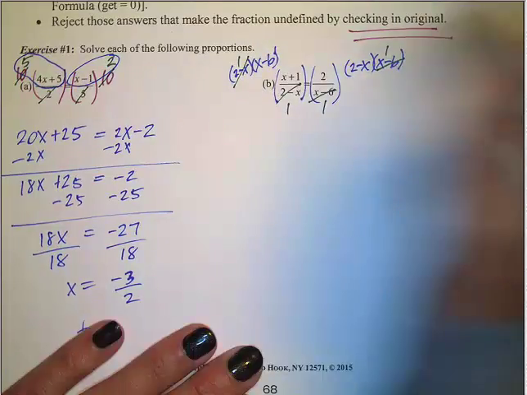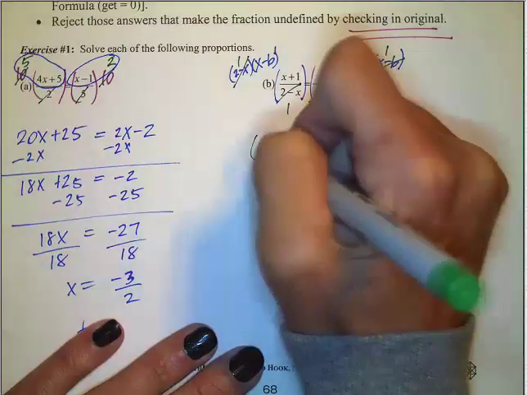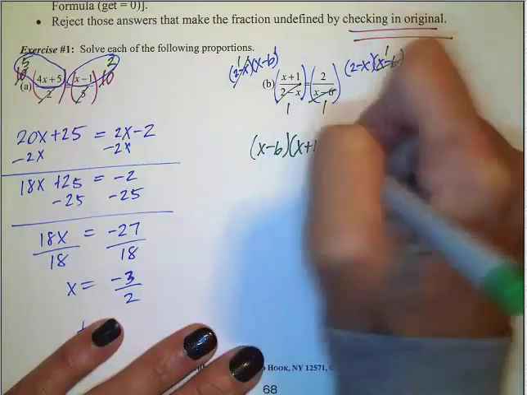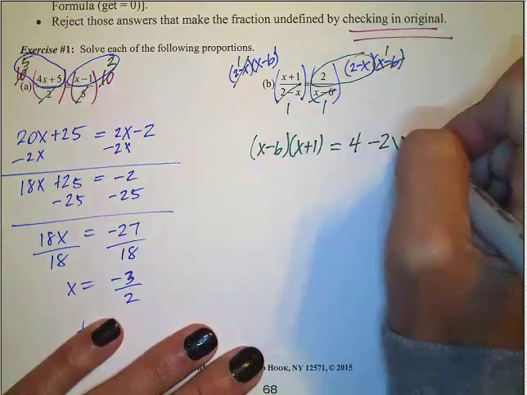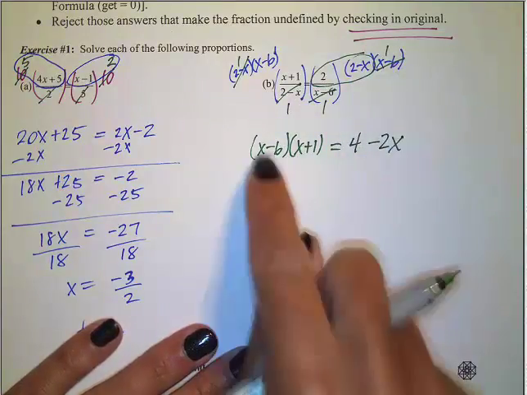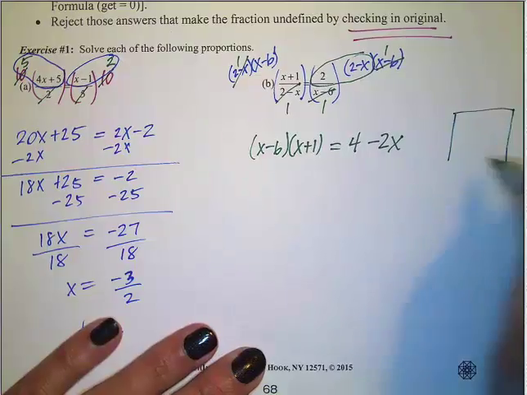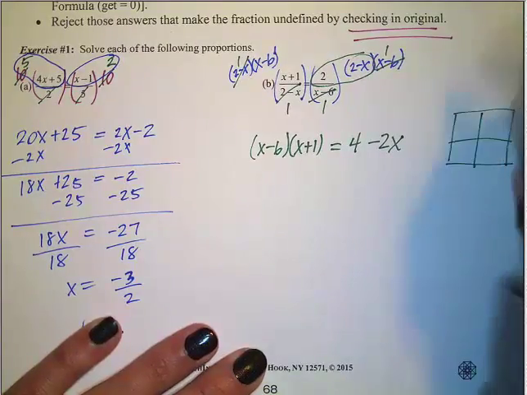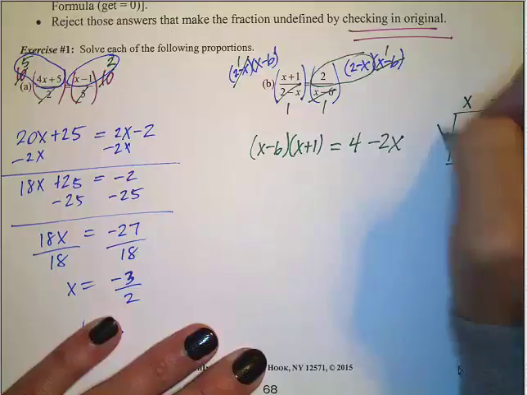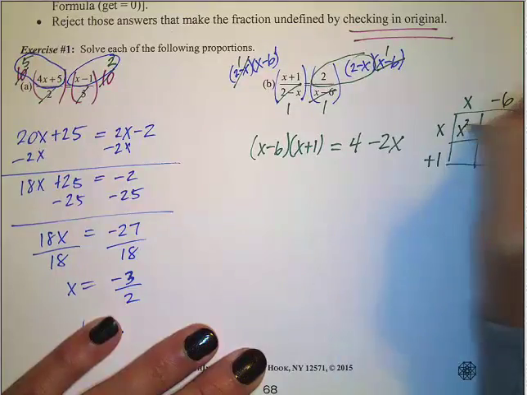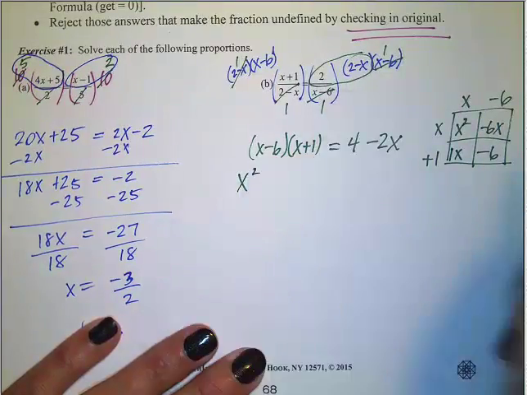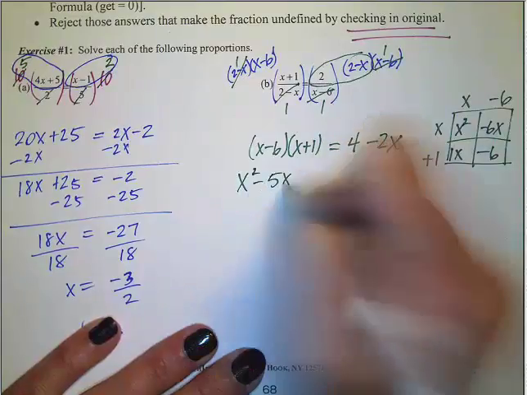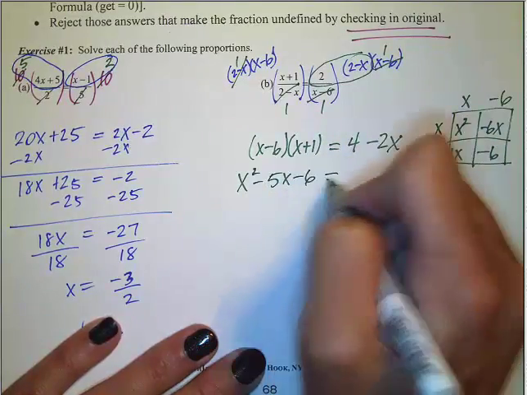So x minus 2 and x minus 2, x minus 6 and x minus 6. So now I have x minus 6 times x plus 1 equals 4 minus 2x. Well, over here I need to do double distribute or use my box because I have two binomials. So x minus 6 and x plus 1. So those combine, so I get x squared minus 5x minus 6 equals 4 minus 2x.